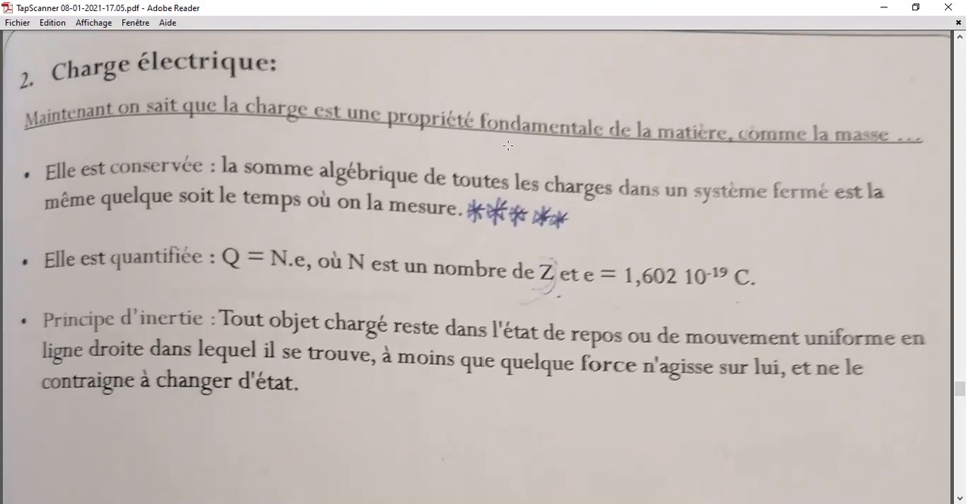So the principle of inertia is just the same thing here, which says "tout objet chargé reste dans l'état de repos ou de mouvement uniforme." So they're saying that all the objects which are charged remain in the resting state, or in uniform movement, or it continues "en ligne droite dans laquelle il se trouvait," so they remain in constant movement in the straight line in which they are found. Then it continues, "à moins que quelque force n'agisse sur lui et ne le contraigne à changer d'état." Unless some force acts on it, we are going to see a change in state.